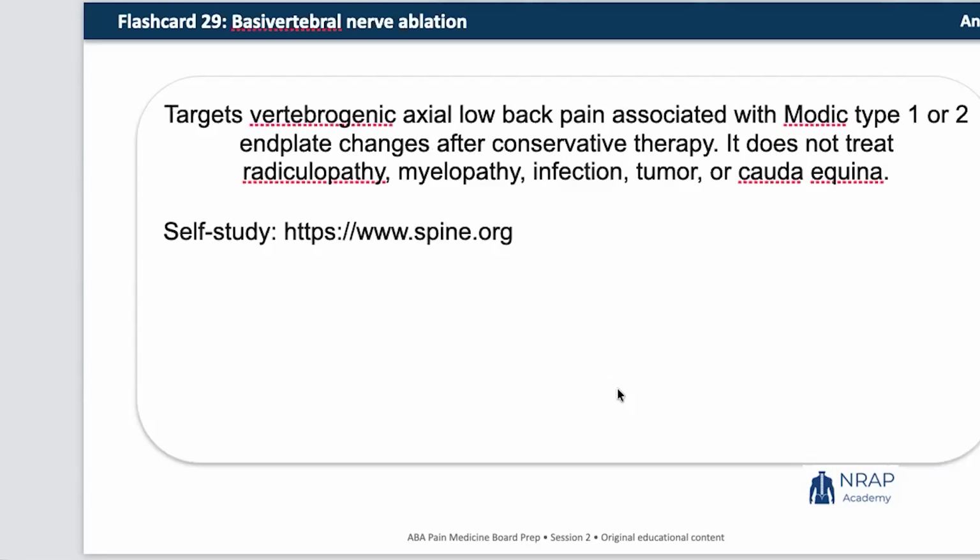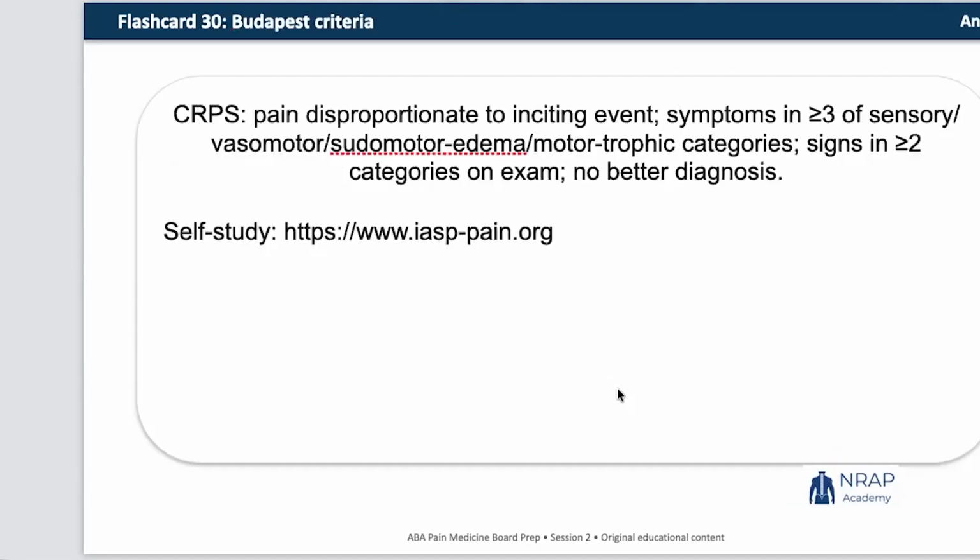What is a common side effect of vertebral basilar nerve ablation? I don't know. Radiculopathy. When you're going in, you can hit the nerve root. And if that happens, you could do an epidural, give a Medrol pack.